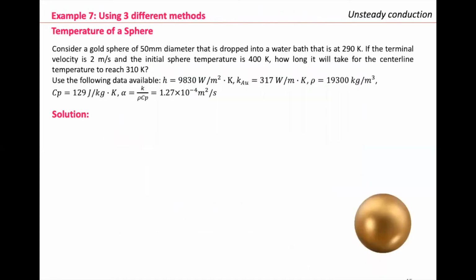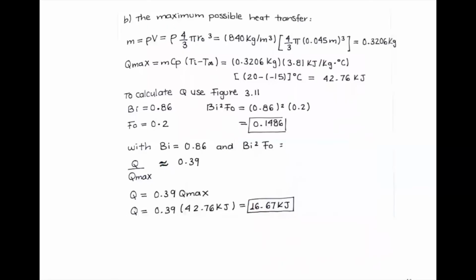Okay, so 0.39, and what is my solution here? I know Q max from my energy balance, right? m cp delta T, that was 42, we calculated here. So 0.39 times Q max is Q actual. So the Q actual is 16.67 kilojoules, right? So that's the way we use the third Heisler chart to get actual heat transfer, knowing the Q max out of the energy balance m cp delta T.